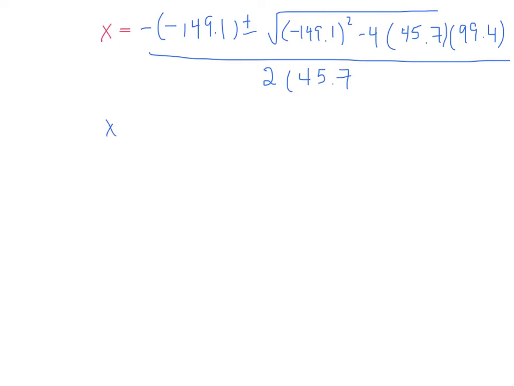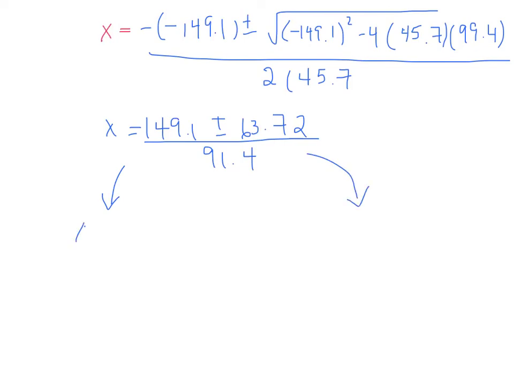So if we were to solve this, we get 149.1 plus or minus 63.72, all divided by 91.4. So we're going to have two solutions. We need to look at both the positive and the negative solution. So if we look at 149.1 plus 63.72 divided by 91.4, we would get 2.328. Do that math on your own. Make sure that works for you. If we do 149.1 minus 63.72 divided by 91.4, we get 0.934.